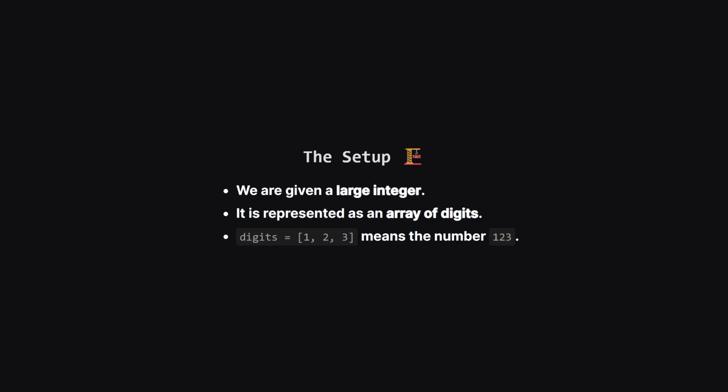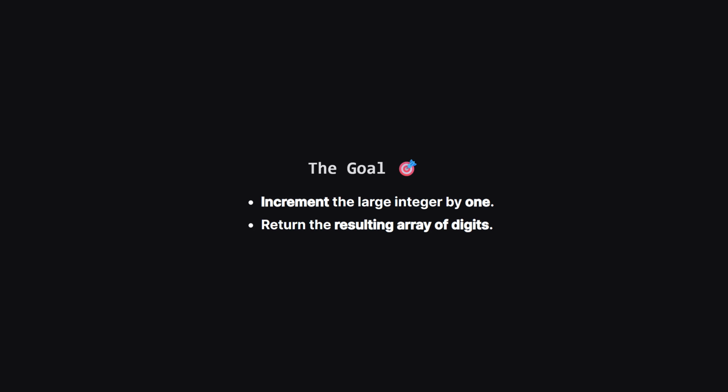Imagine you have a really big integer, maybe one that's too big to fit into a standard integer variable type. So instead of storing it as a normal number, we store it as a list of digits. For example, if the number is 123, our input list is just 1, 2, and 3. Our goal is super simple on the surface. We just need to add 1 to this large integer and return the result as a list of digits. Basically, we are teaching the computer how to do basic addition, just like we learned in elementary school.